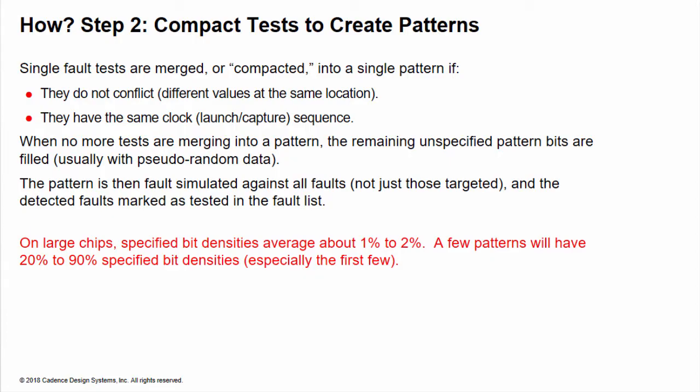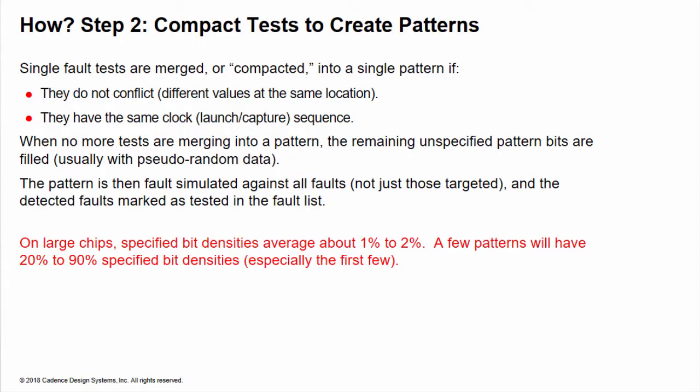The compaction program maintains buckets of patterns with compatible clocking and keeps track of how often a new test is merged into a particular pattern. Based on user selectable criteria, the program will decide when it appears that no more tests are merging into a pattern. The remaining unspecified bits of the scan load are filled, usually with random data.